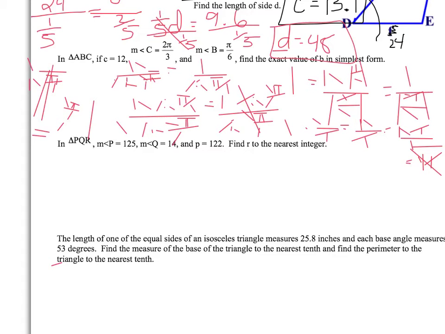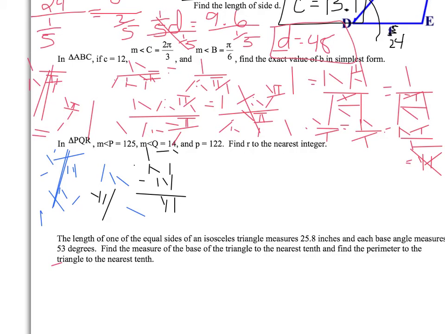Let's set up this triangle. You guys will do this one on your own after we do the setup. It says in triangle PQR, angle P is 125, angle Q is 14, side P is 122. And it says find R to the nearest integer. In order to find R, you do need the angle across from R. But we can easily find that before we start. The way we find that is just knowing that in a triangle, the angles add up to 180 degrees. So you'll take 180 and subtract 125 and 14 from it to get 41.